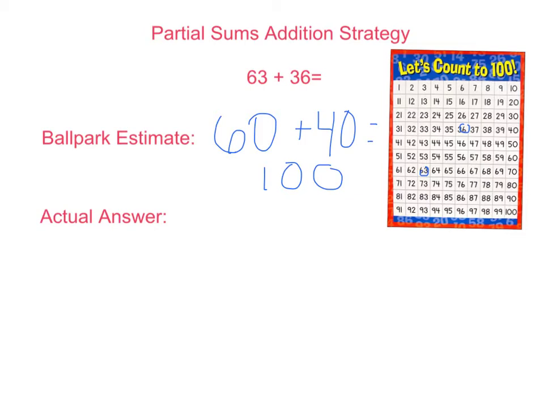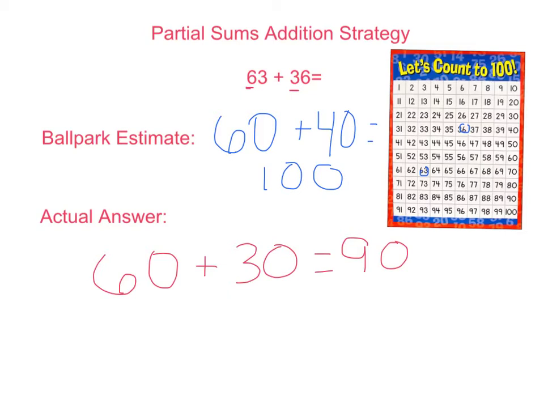Now I'm going to do my partial sums to find my actual answer. So I'm going to start by finding the sum of the numbers in my tens place. The numbers in my tens place are the 6 in the 63 and the 3 in the 36. So that first 6 means 60 because it's in the 10 spot, and that 3 in 36 means 30. So 60 plus 30. 6 plus 3 is 9. Add the 0. 60 plus 30 equals 90.